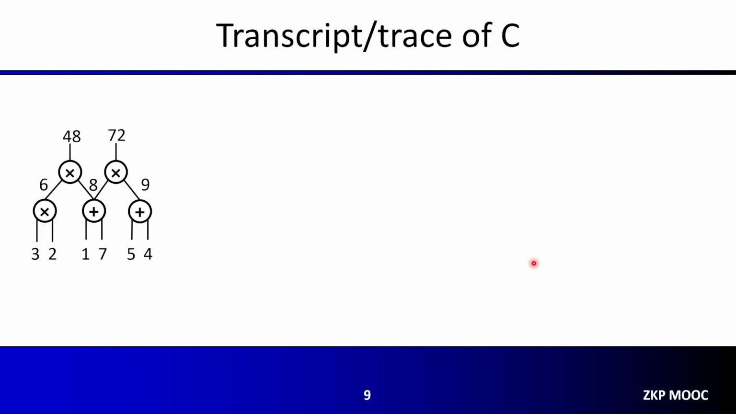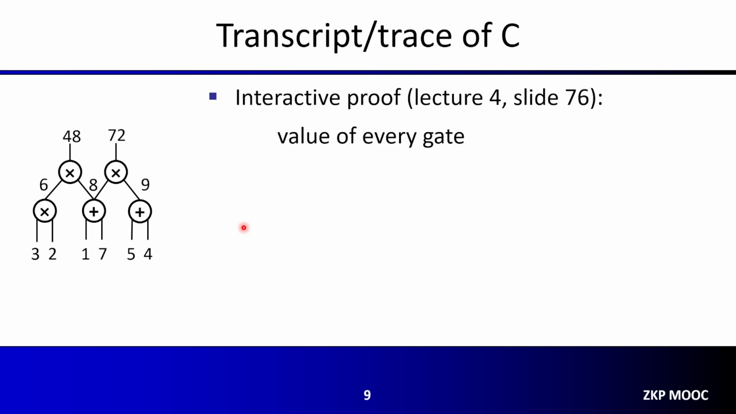So next, I want to reintroduce this concept of a transcript or the trace of a computation or a circuit. Here I'm showing you an example of an arithmetic circuit with these addition gates and multiplication gates and this set of values. So the trace just means that the prover is going to evaluate this entire circuit and take the values on all the wires. For example, this is exactly the transcript defined in lecture 4 for interactive proofs. That is the value of every gate, including the inputs.